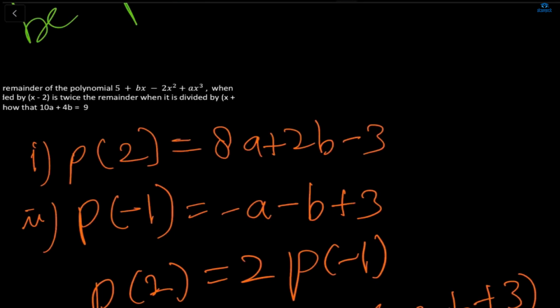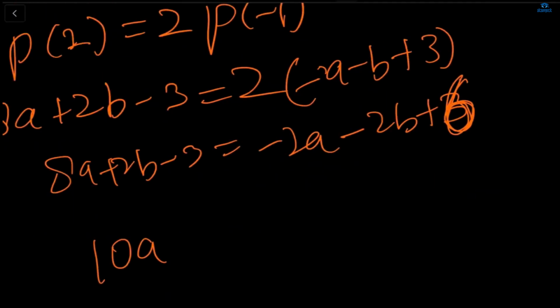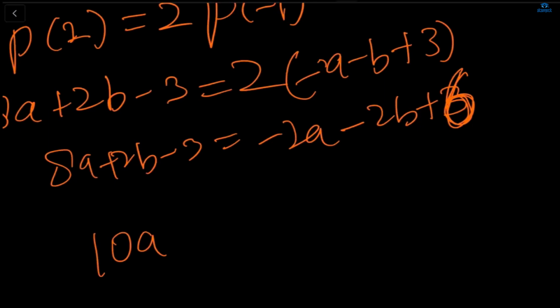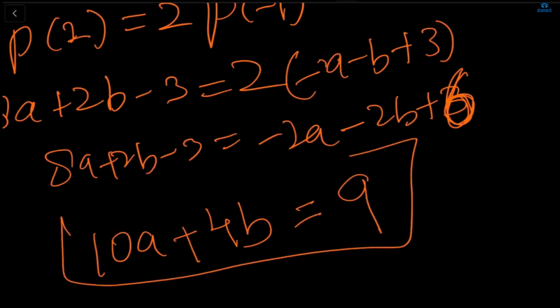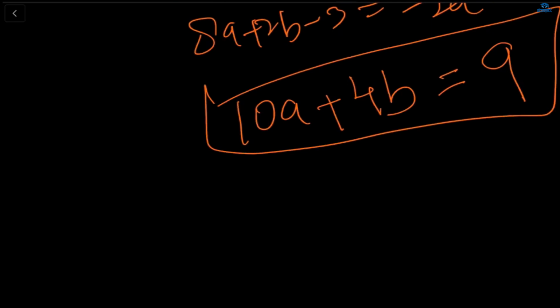Okay, Shazan? Yes, ma'am. You did the multiplication wrong over there. 2 times 3 is 6, ma'am. You wrote 3 only. Okay, yes. So here it will be 10a. And when you take minus 3 to the other side, you get plus 3, which is equal to 9. And minus 2 plus 2 cancel. The same thing we got: 10a plus 4b is equal to 9. So hence it is proved.